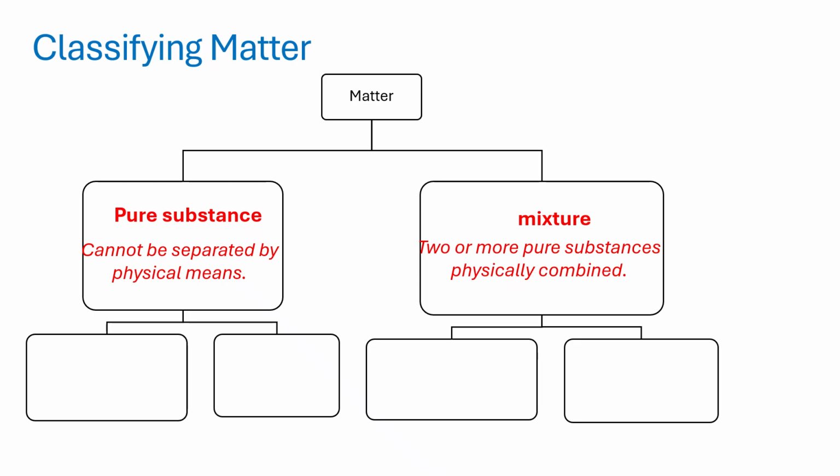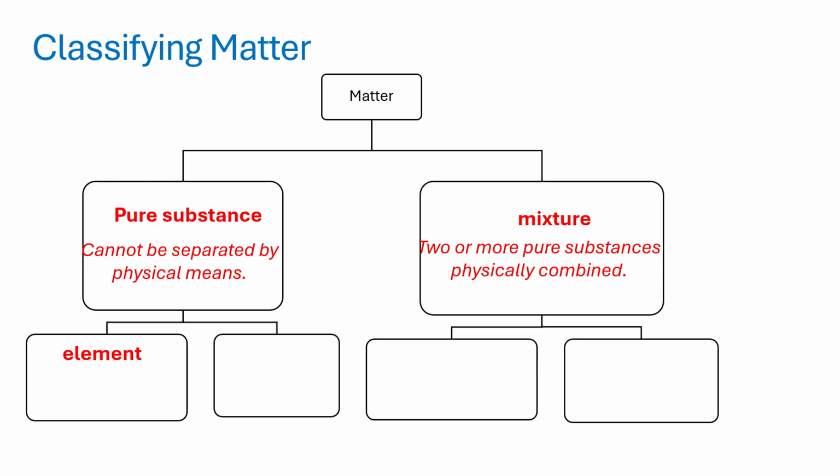So think about salt water, for example, would be a mixture because you could boil away the water and leave behind the salt. That's a physical process. So it's very easy to separate them into the pure substances in that salt water.